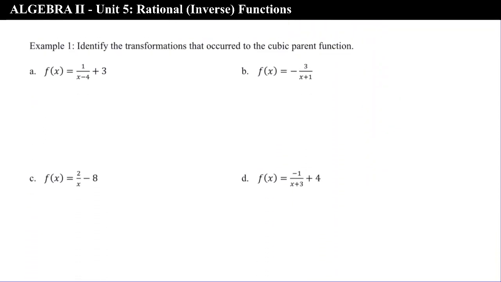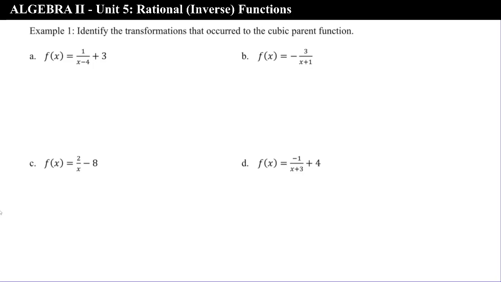So let's do a few examples where we identify the transformations that have occurred. All right, so for a here, we have a minus 4 in the bottom, so h is positive, which means that we have a translation to the right by 4. And then we have a plus 3 on the end, which means we go up 3.